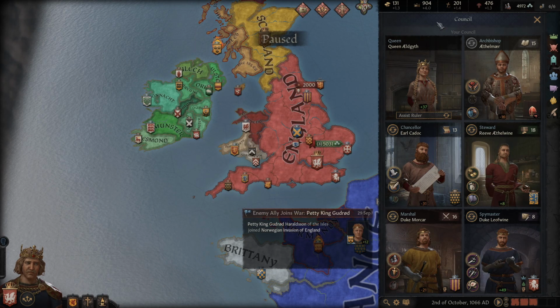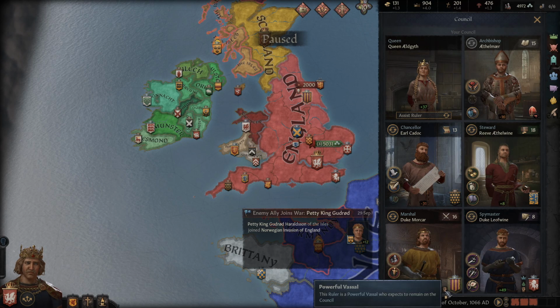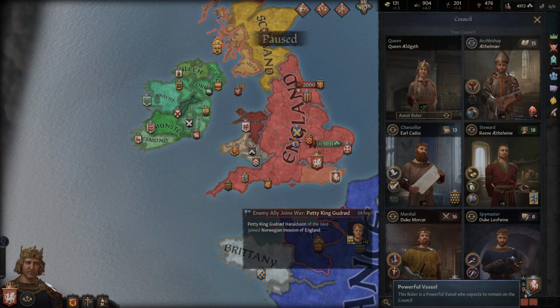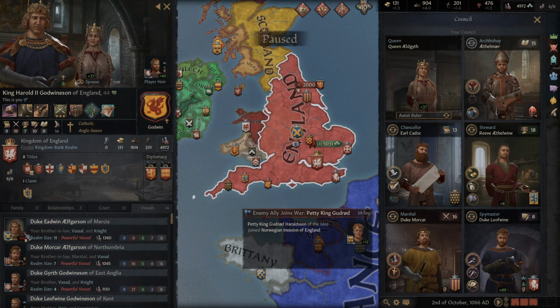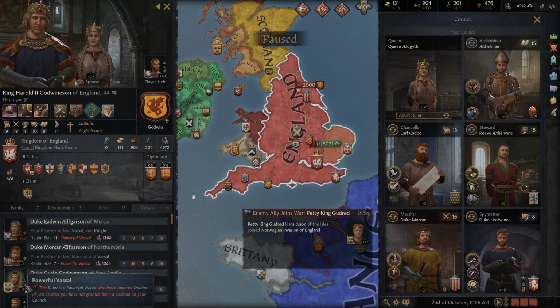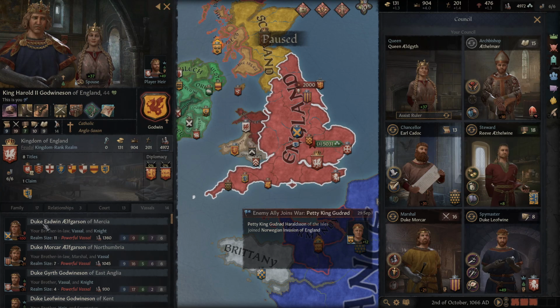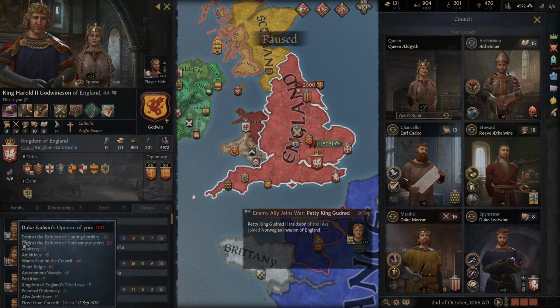You also have the issue of powerful vassals to deal with. Now, these vassals have a fist next to their portrait, which essentially means they are more powerful than your average vassal, and as a consequence, they would want positions on the council. If you do not put them on the said council, these powerful vassals immediately take a -40 opinion hit towards you, so be on the lookout for these guys.